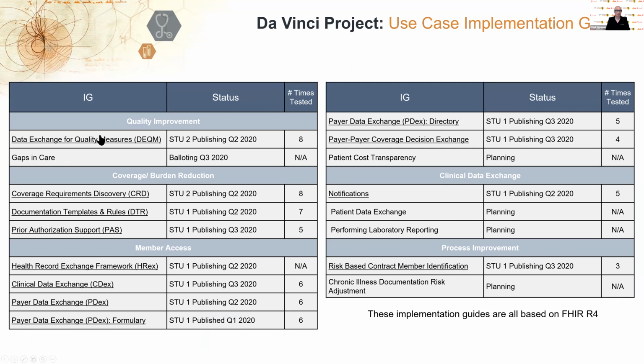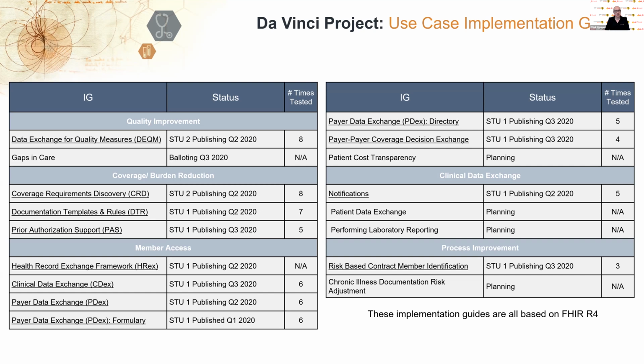In terms of the quality improvement use cases, the data exchange for quality measures has finished in STU1, but was really focused on FHIR STU3, and this STU2 version of the guide was focused on FHIR R4, and we expect to have it published by the end of the year. Related to the data exchange for quality measures is a sibling IG. It's actually going to be part of DEQM, called Gaps in Care, and we expect to put that in the ballot in the fall, in the September ballot cycle.